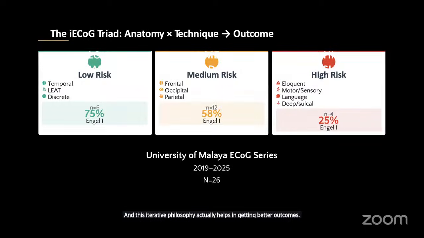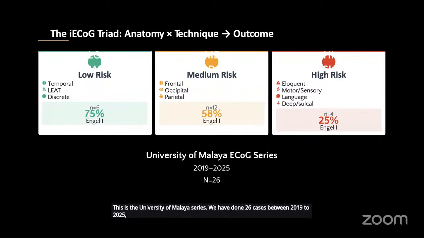This is the University of Malaya series. We have done 26 cases between 2019 and 2025, and as expected, the Engel 1 outcome is 75%. This is not a standard epilepsy case. These are all either MRI-negative lesions or extended extratemporal complex epilepsy lesions.